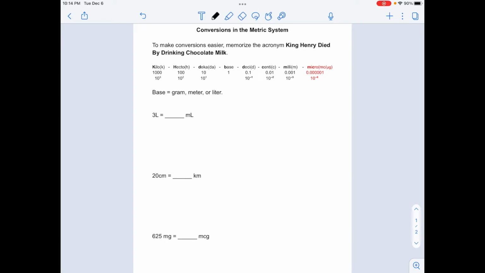Today we're going to be learning about conversions in the metric system. To make these conversions easier, it's important to memorize the acronym King Henry died by drinking chocolate milk. This relates to units of kilo, hecto, deca, your base unit, which can be grams, meters, or liters, deci, centi, and milli. Sometimes we use micro.